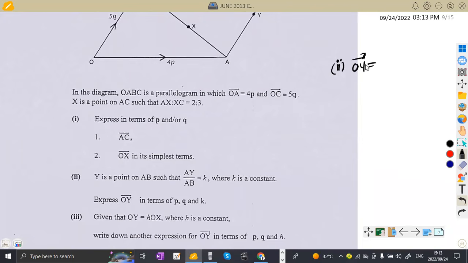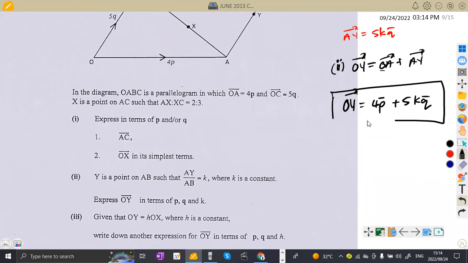So we said our OY was going to be OA plus AY, and our AY we determined it. Remember, our AY was 5KQ. So we are just going to substitute here, OA, which is 4P, so it's going to be 4P plus AY, which is plus 5KQ. This is going to be your vector OY.